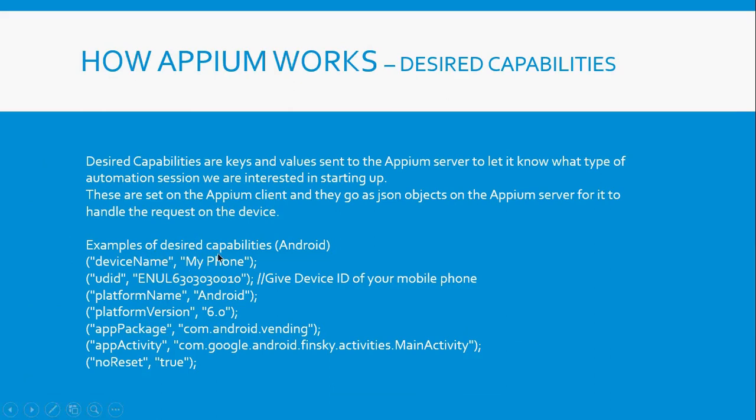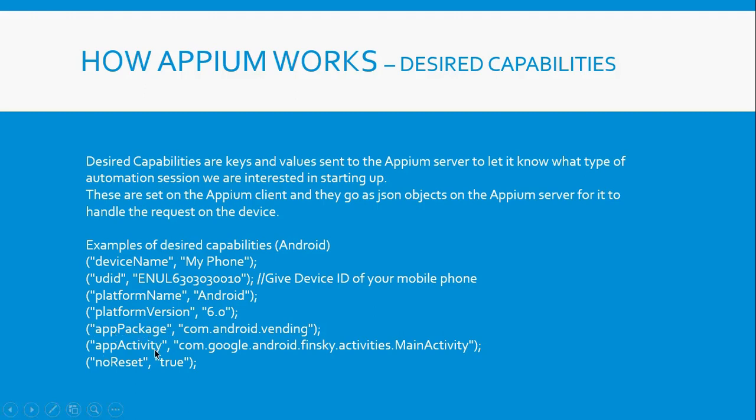All right, so we're going to be using the device name, which could be anything. We're going to be using the UDID, which is specific to the Android device you're using. The platform name is Android. The platform version, depending on what version you have, we all know how to get this. We're going to be using that.